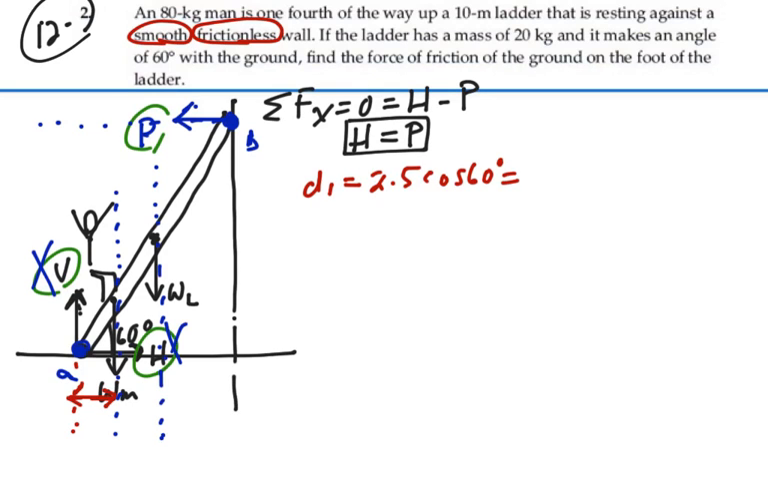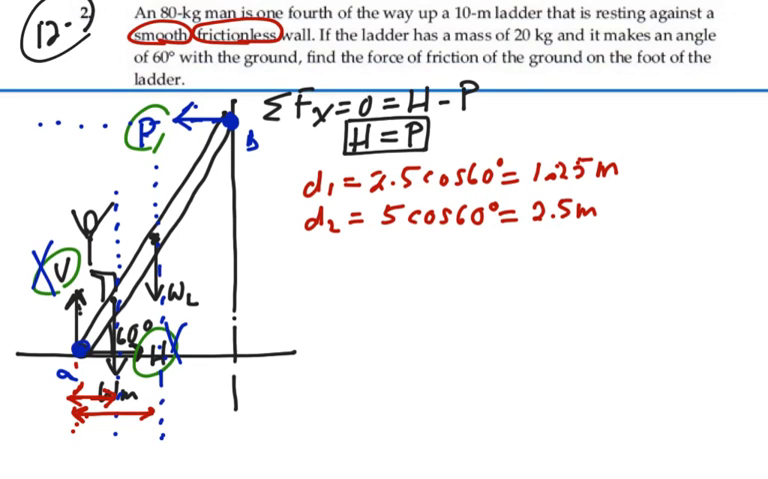Cosine of 60 is 1/2, so that gives me 1.25 meters. I also want to find the moment arm for the weight of the ladder, which is this distance here. Let's call that D2. And that's going to be 5 meters times the cosine of 60, and that will be 2.5 meters. Okay?